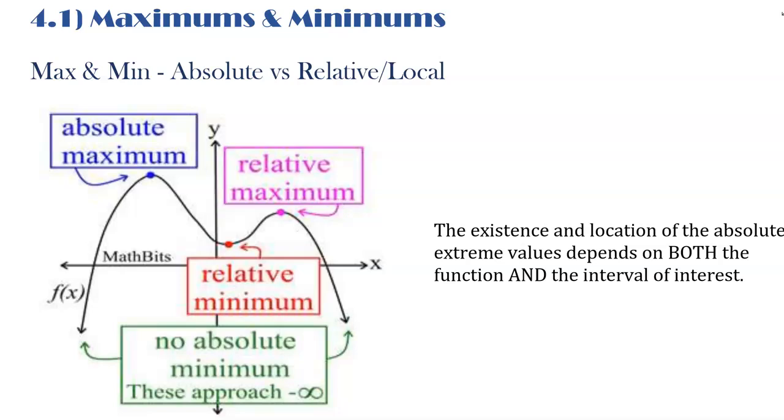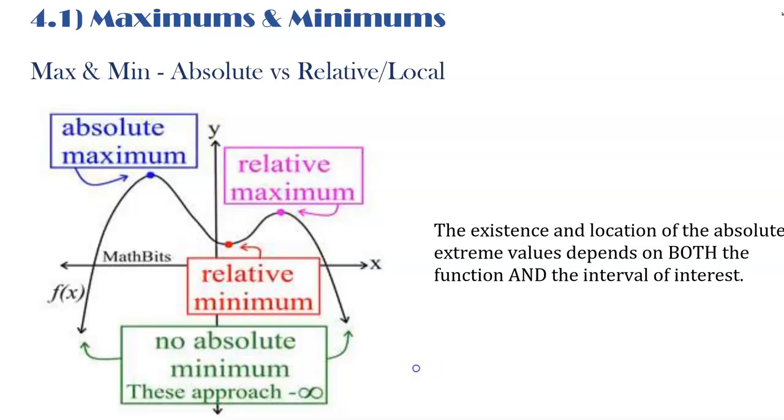Hello everyone. In this section we're going to talk about maximums and minimums, and you probably remember from previous courses you discussed relative maxes and relative mins. Basically, the difference between absolutes and relatives, also known as locals, is that the absolute is the biggest or the smallest, while the relative is a max or a min, but it's not the biggest or the smallest.